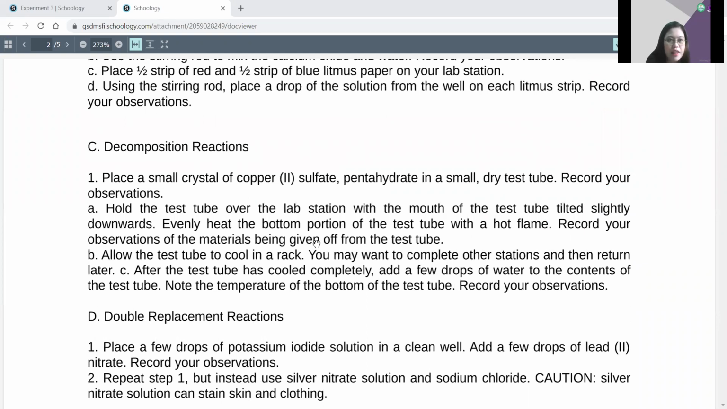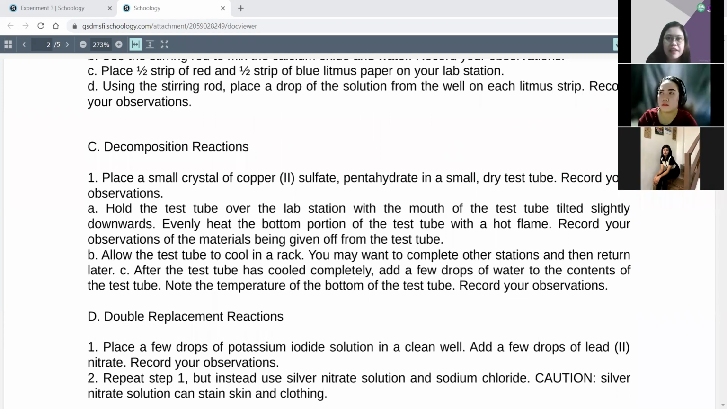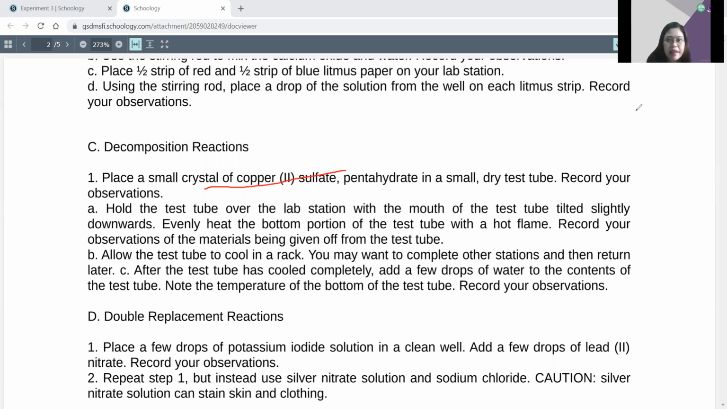And then for the decomposition reaction, you have here, wait lang. You have here crystals of copper sulfate pentahydrate to be placed in a test tube. And then what happens next is you have to tilt the test tube and then you have to heat the test tube with a hot flame.